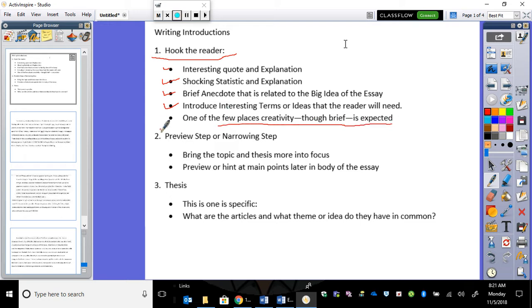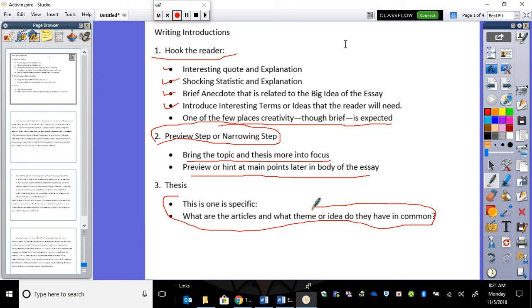The second part of an introduction is a narrowing step or a preview step, and we're going to look at a few different options for how that could work. But basically, you want to bring the topic and the thesis into more focus. You also want to preview or hint at the main points later in the body of the essay. And last but not least is the thesis. Ours happens to be very specific. What are the articles and what theme or idea do they have?